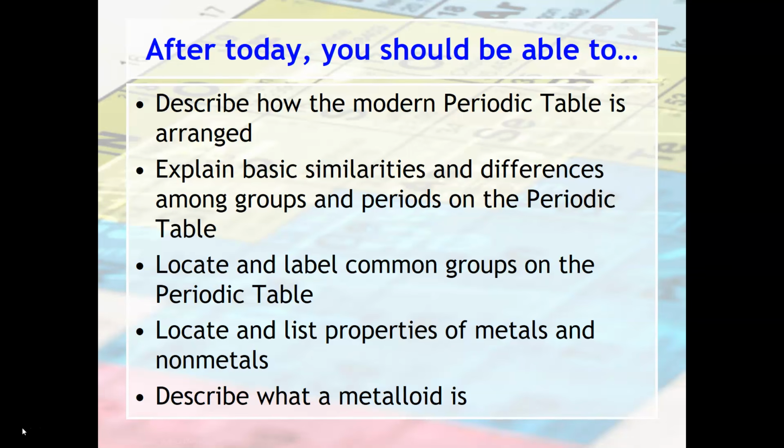By the end of this video, you should be able to describe how the modern periodic table is arranged, explain basic similarities and differences among groups and periods, locate and label common groups on the periodic table, locate and list properties of metals and nonmetals, and describe what a metalloid is.